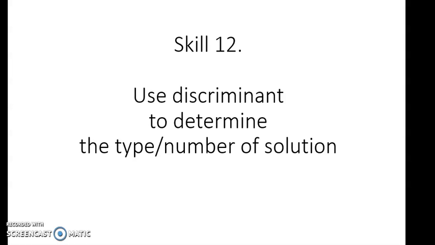All right, so skill 12 is using the discriminant to determine the type and number of solutions. The type we've actually talked about in our lesson, I think it was skill 10. So the type is going to be, are they real solutions or are they imaginary solutions? And then the number of solutions are going to be 0, 1, or 2 solutions. So that kind of gives you an idea of where we're headed.